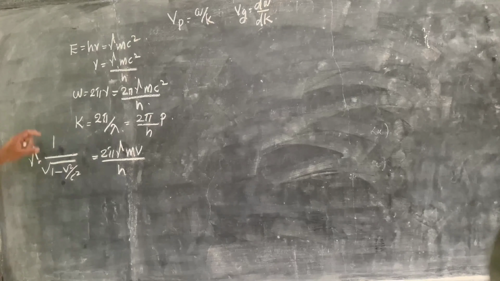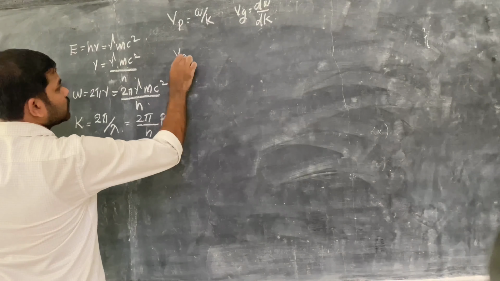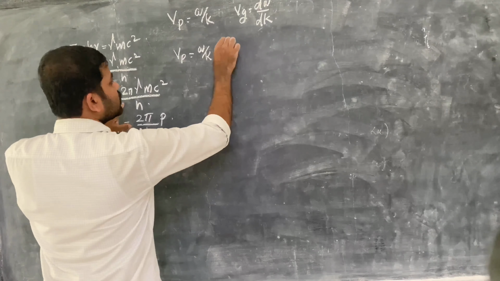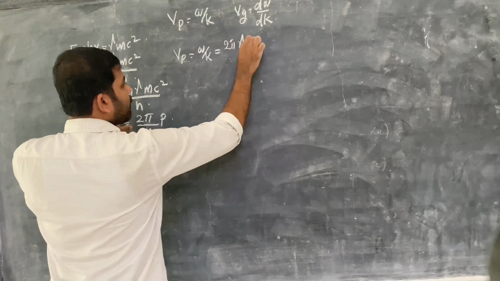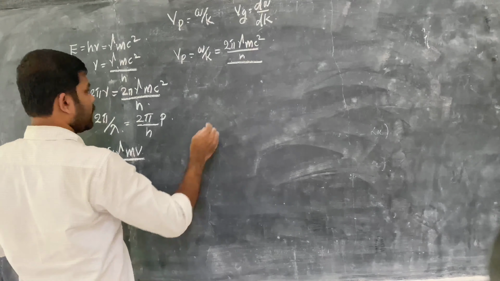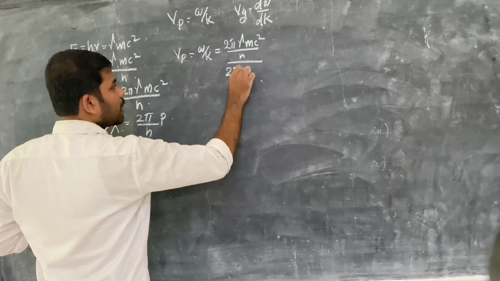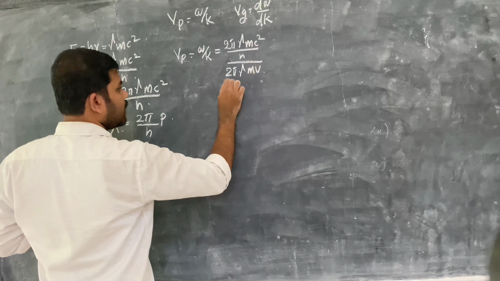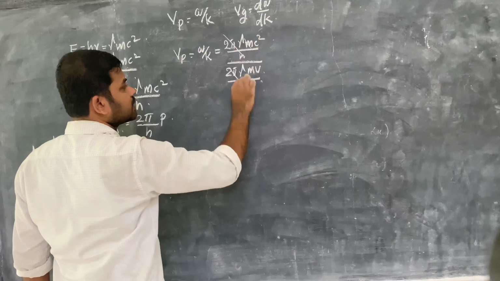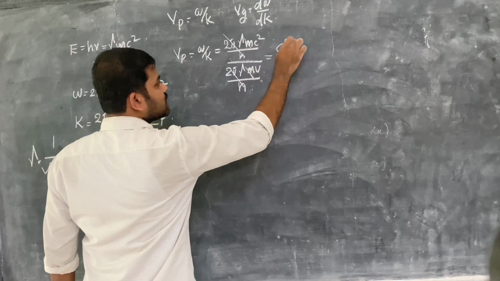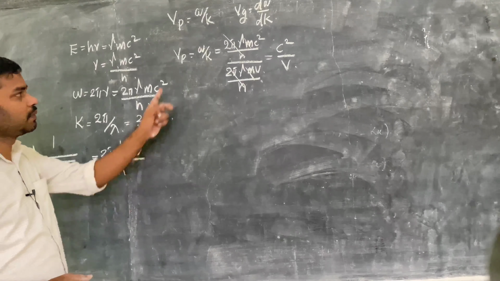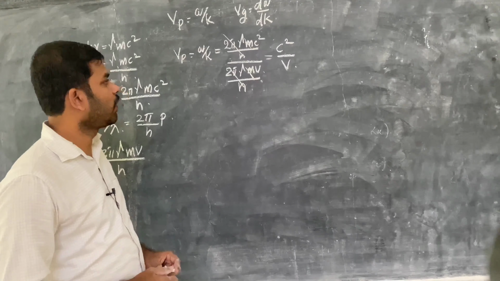Now let us take Vp first. Vp is equal to omega divided by k, where omega is 2 pi gamma m c square divided by h, and k is 2 pi gamma m v divided by h. So this quantity will cancel, and only c square divided by v remains. That is the phase velocity of de Broglie waves: Vp is equal to c square divided by v.